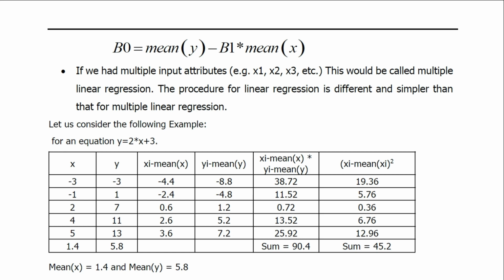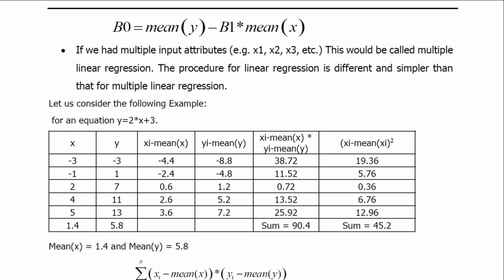If we had multiple input attributes, for example x1, x2, x3, etc., this would be called multiple linear regression. The procedure for simple linear regression is different and simpler than that for multiple linear regression.